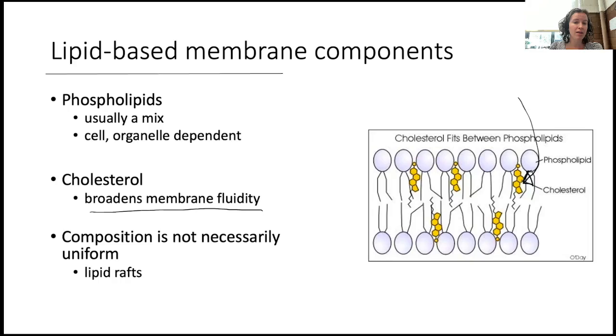Now, when you think about the bilayer, this is a very small point. Just know it's not fully uniform. There are things called lipid rafts, where certain types of lipids tend to cluster together, but that isn't important for the sake of this course. Just know that the bilayer is not uniform.